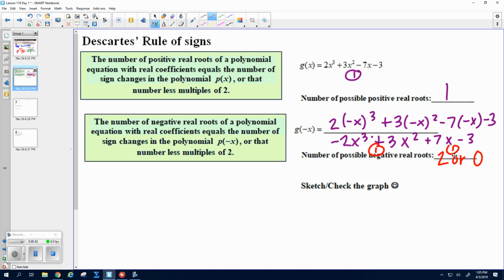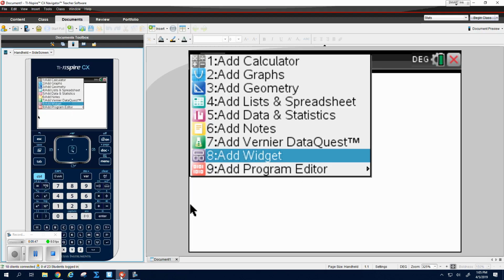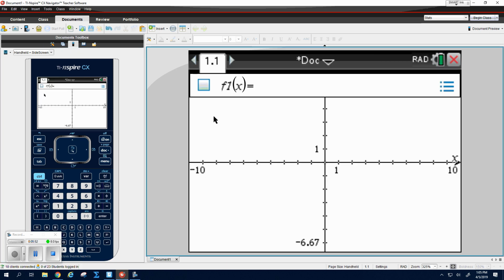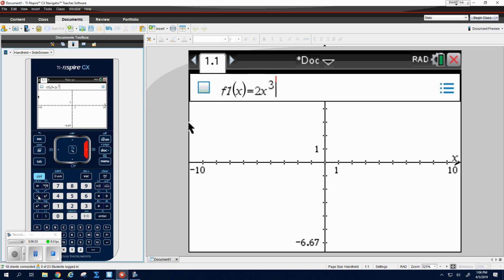All right? Now let's actually look at the graph and see the magic. So let's plug this guy in. So go to Add Graphs, f of x. And we're going to plug in the original function. So we've got 2x to the third plus 3x squared minus 7x minus 3.